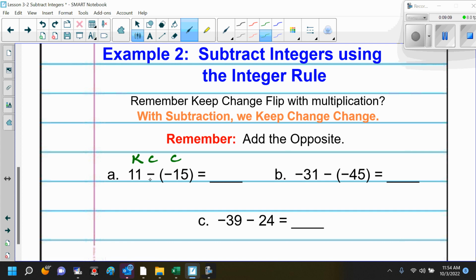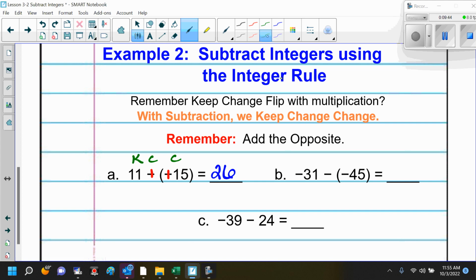We have 11 minus a negative 15. So the 11 stays the same. The subtraction becomes addition. And the second integer, the negative there, becomes a positive. And now we follow the rules for addition. So here we have 11 plus 15, which is 26. If you don't have colors, you're going to rewrite, okay?